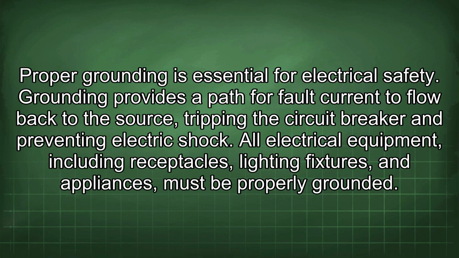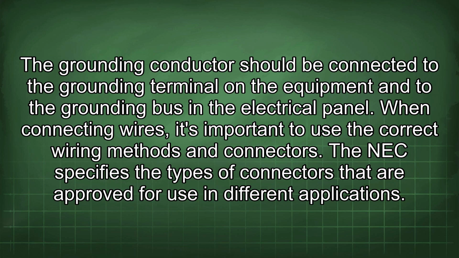Proper grounding is essential for electrical safety. Grounding provides a path for fault current to flow back to the source, tripping the circuit breaker and preventing electric shock. All electrical equipment, including receptacles, lighting fixtures, and appliances, must be properly grounded. The grounding conductor should be connected to the grounding terminal on the equipment and to the grounding bus in the electrical panel.